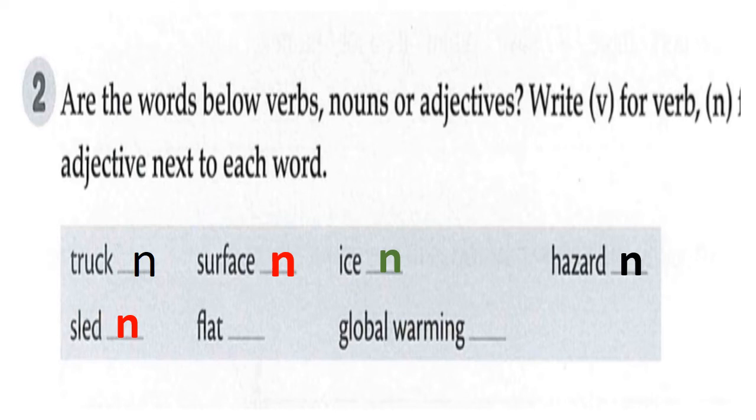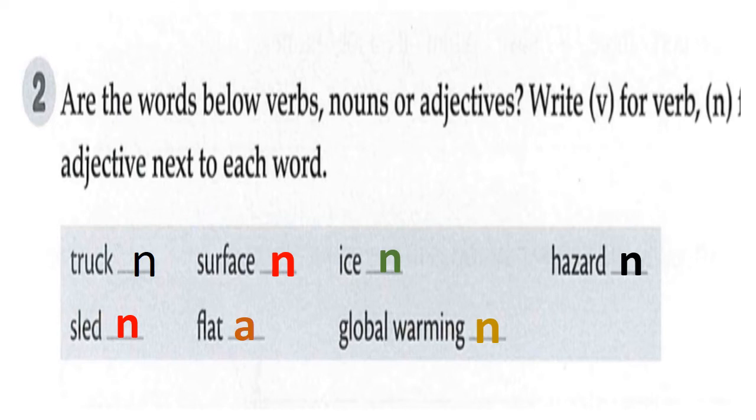Flat. An area on the same level without heights, without drops. It's an adjective. I described this area. So this one is an adjective. Global warming, gradual increase in the overall temperature of the planet. So this is also a noun.